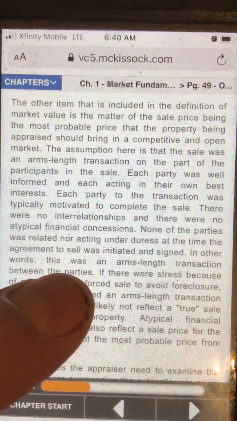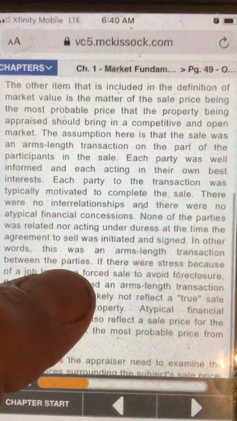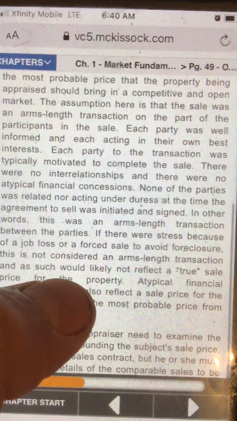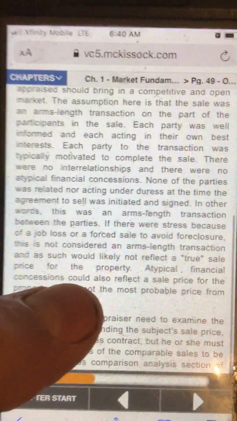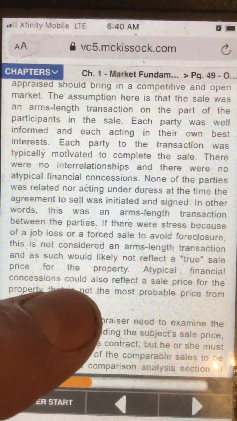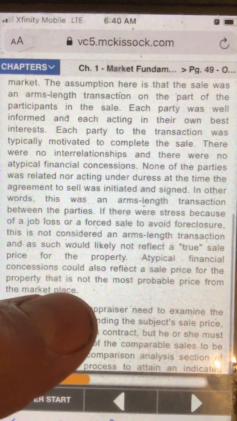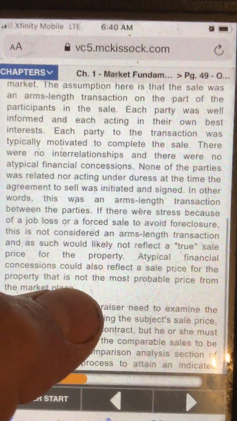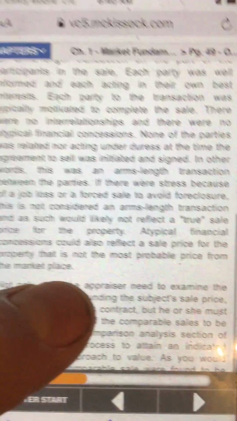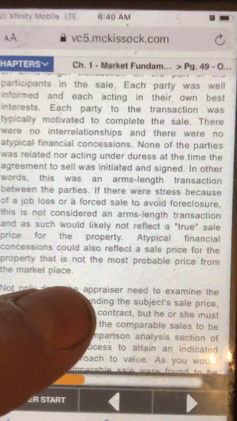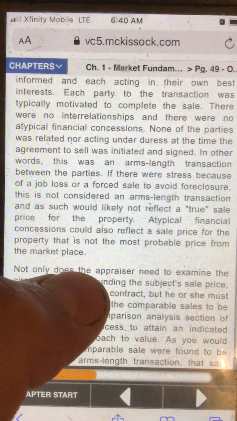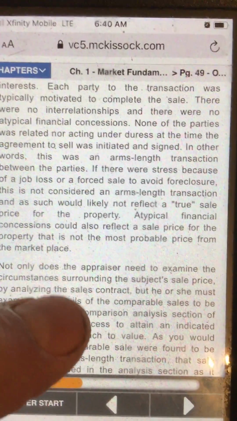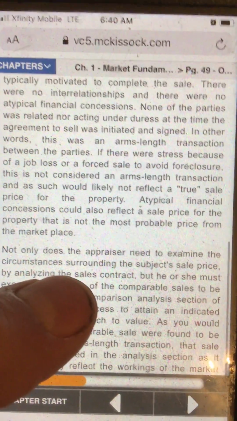The other item that is included in the definition of market value is the matter of the sale price being the most probable price that the property being appraised should bring in a competitive and open market. The assumption here is that the sale was an arm's length transaction on the part of the participants in the sale. Each party was well informed and each acting in their own best interests. Each party to the transaction was typically motivated to complete the sale.